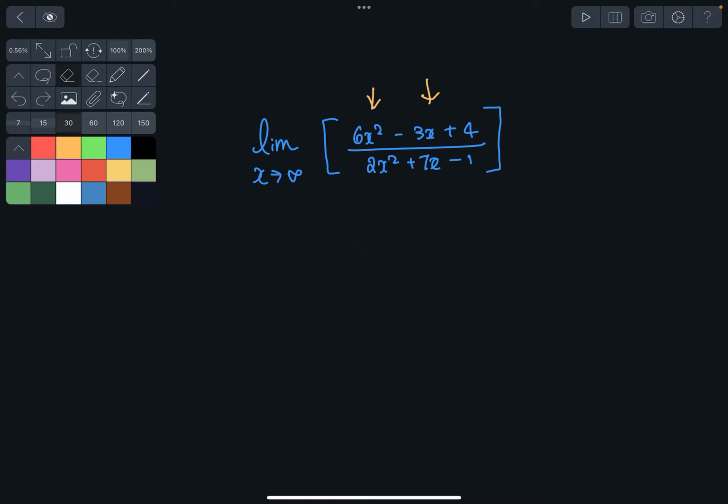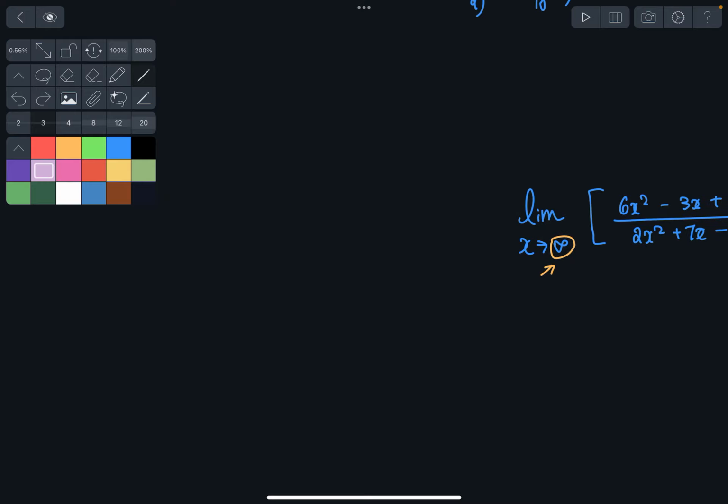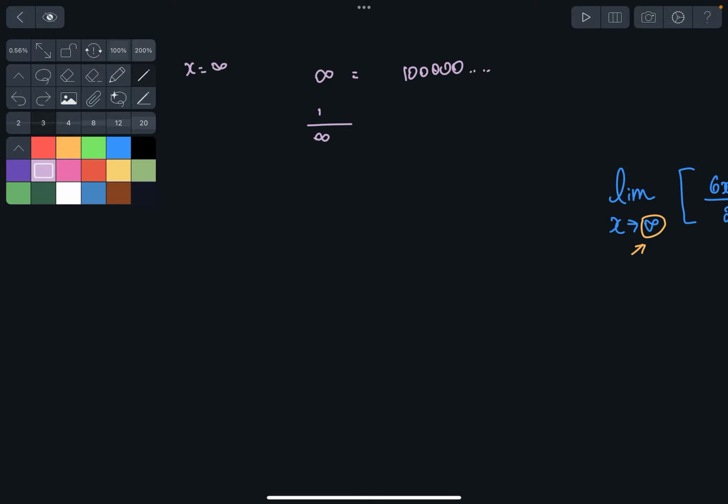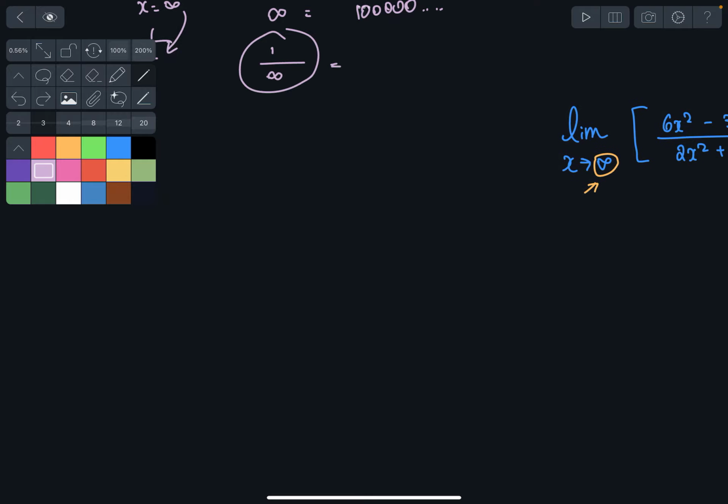But the problem with this problem is that x is approaching infinity. And we want to leverage this one idea that we know already, that infinity is a really, really big number. So something like 100,000 blah blah, and it keeps going. So take 1 over infinity. Or suppose they say x is equal to infinity, 1 on x, which is 1 on infinity. Well, thinking about it, infinity is a big number, and 1 on a very big number is a very small number.